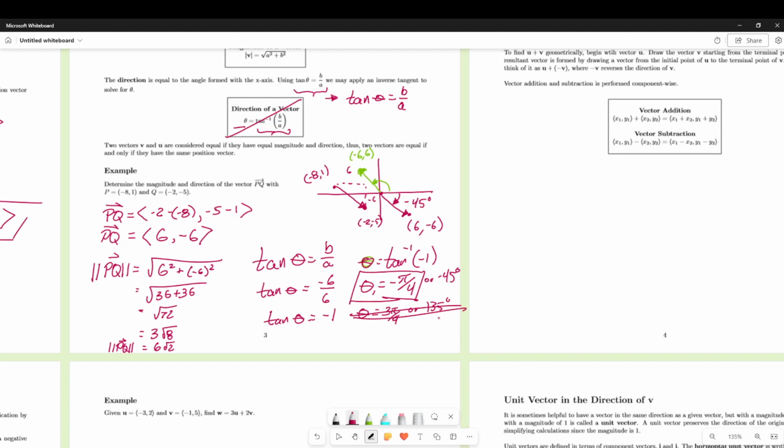Whether we're expressing these in degrees or radians is really up to you or the question. Make sure you read the question carefully to know whether it wants the direction in radians or degrees, but either way, we have a magnitude of 6 square root of 2 and a direction of -π/4 radians.